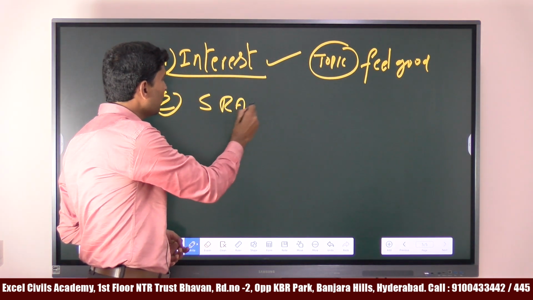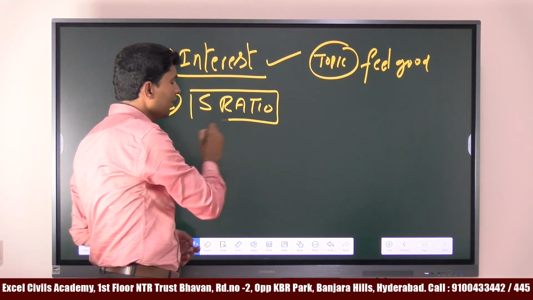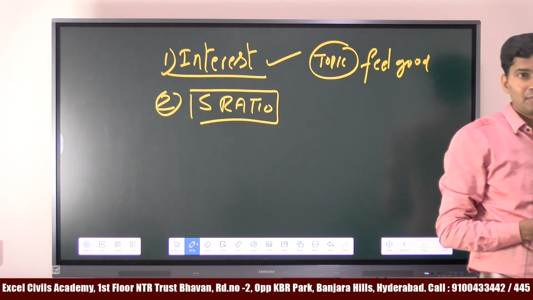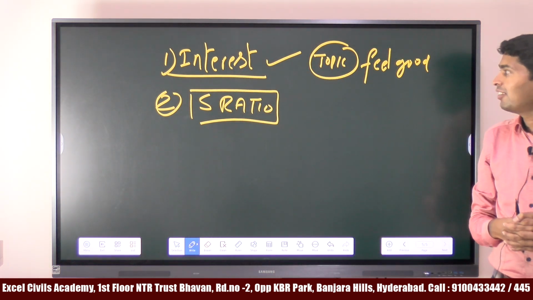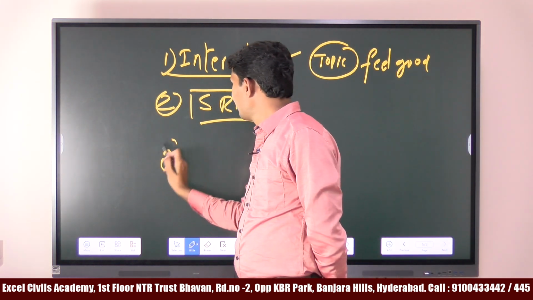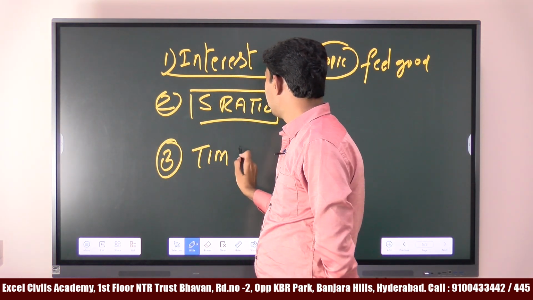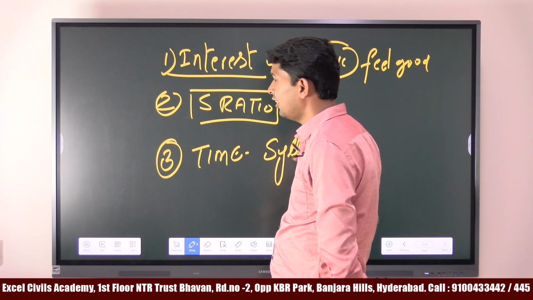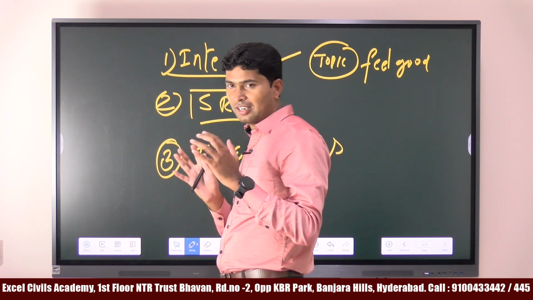Second, success ratio. Just now I said cost benefit analysis: if you are preparing for that subject, how many marks are you going to cover? We will come to that a little later when I talk about sociology. Third, time taken and syllabus. How much time do I need to spend, is the syllabus clearly defined or not, and whether questions are direct or indirect.